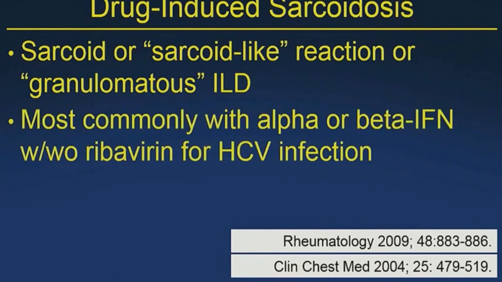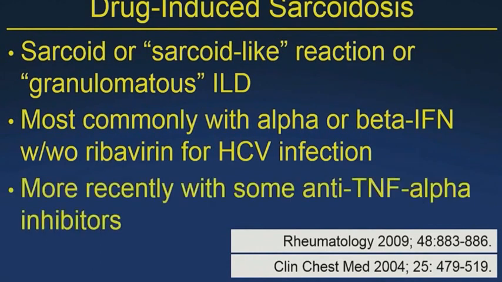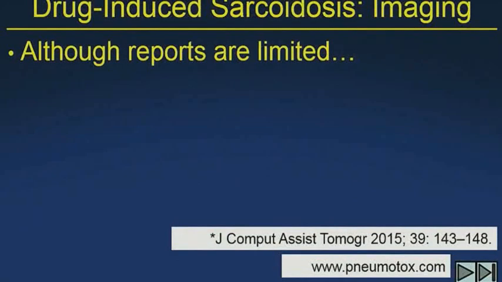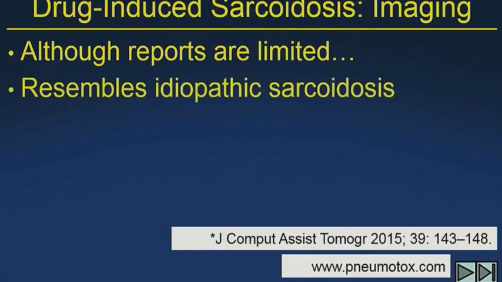It turns out the drugs that are most commonly implicated are the alpha and beta interferons, which are used for treating hepatitis C, as in this particular case. But something to remember more recently, there's a description of drug-induced sarcoid in the setting of patients receiving anti-TNF alpha inhibitors. These are, of course, drugs that are very widely used now for a variety of non-neoplastic inflammatory conditions, and there are some case reports and small series out there of these patients developing a sarcoid-like reaction to those drugs. So it's just something to keep in mind.